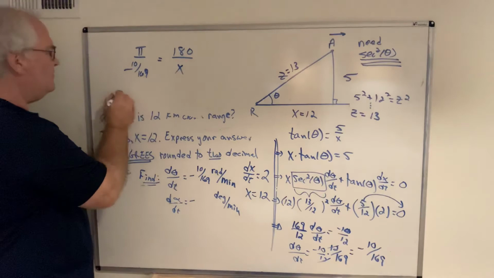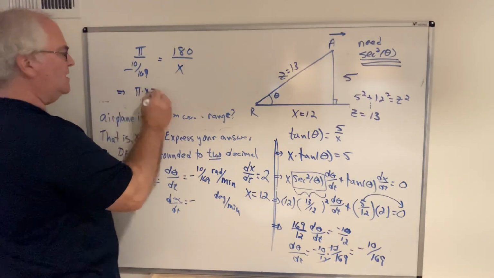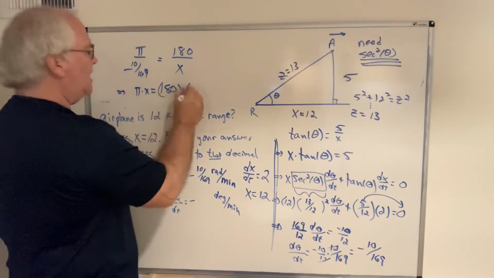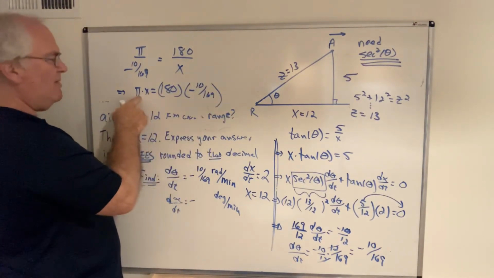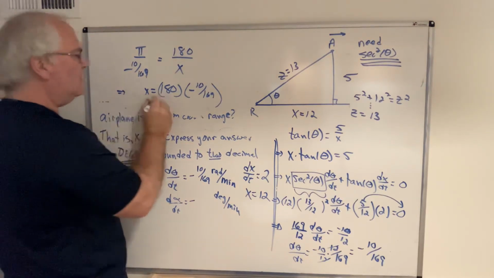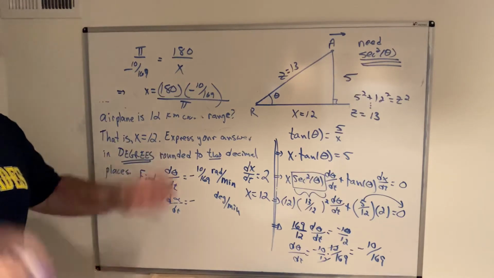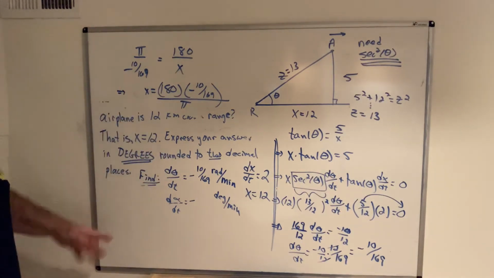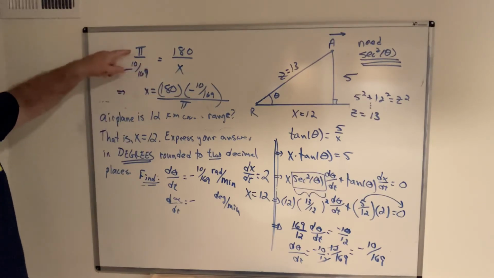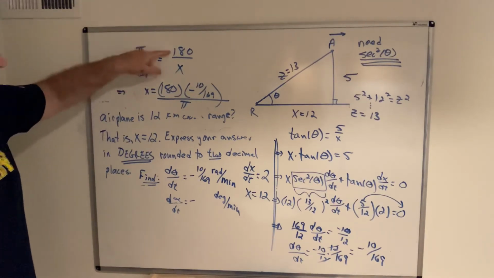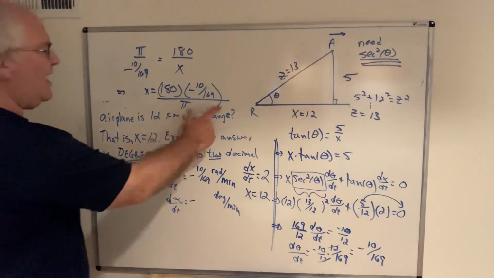If you do that, you get pi times x is equal to 180 times negative 10 over 169. Divide both sides by pi. So I'm going to clear the pi out. You can convert from radians to degrees however you want. If you know a formula, that's wonderful. I just set up this proportion every time. Pi is to this in radians as 180 is to, don't know yet, in degrees. And then just cross multiply and solve that out.